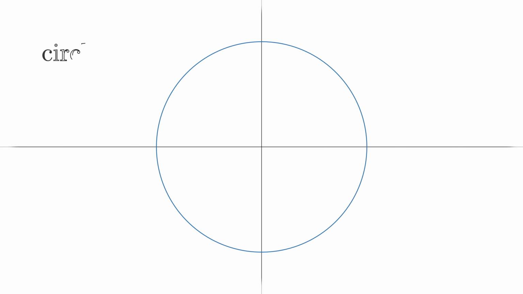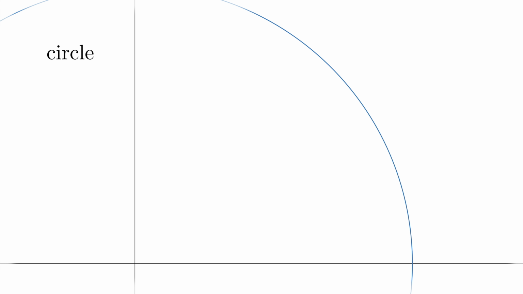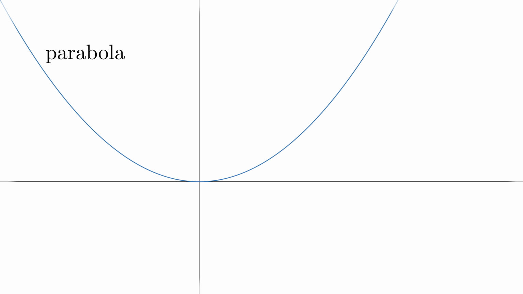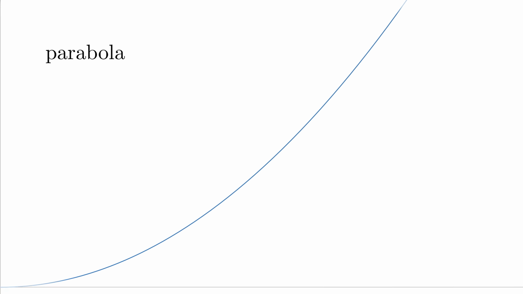First, the circle. If I pick any point and keep zooming in, it looks like a line. Check. It passes the criterion, so this should be a curve. Second, the parabola. Again, if I pick any point, aside from the endpoints, and keep zooming in, it should look like a line. Check. This should also be a curve.